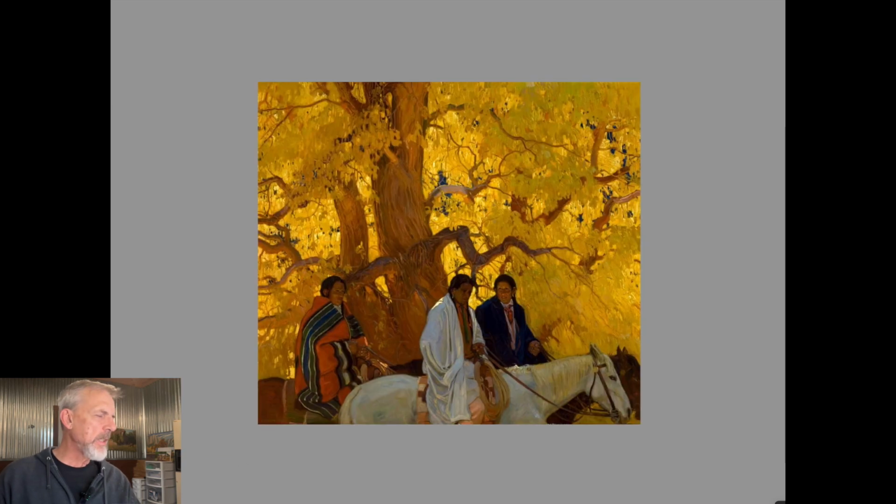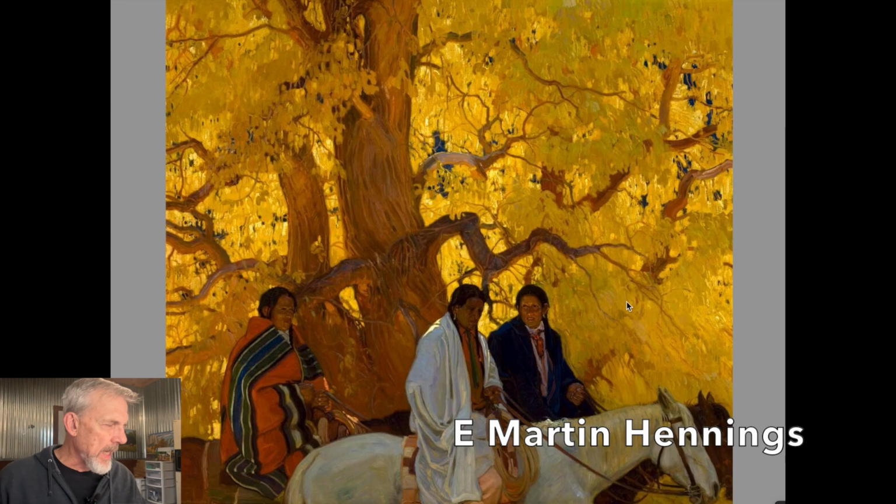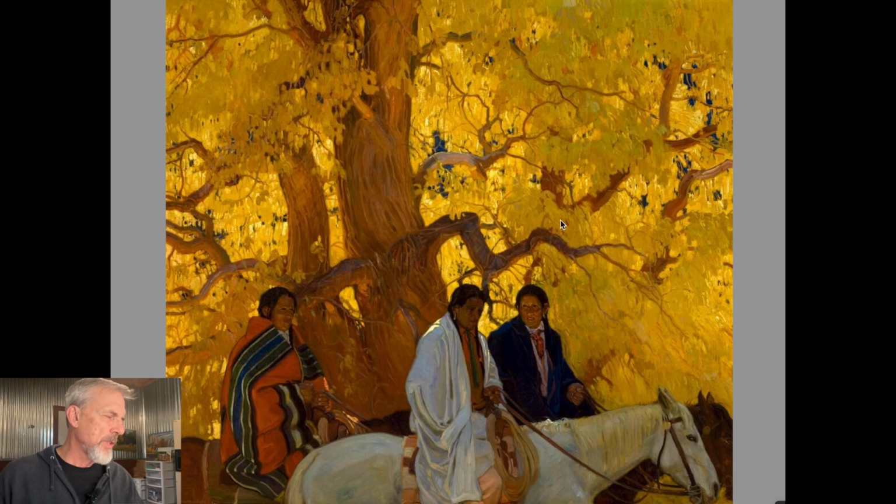Now we'll turn to E. Martin Hennings. And here the light source, the sun, is in the background. Things are kind of backlit, and just light is peeking through or sifting through the foliage in this cottonwood, hitting the figures, or this figure at least, a little bit. So the strong dark and light is concentrated just right here as far as sunlight and shadow goes.